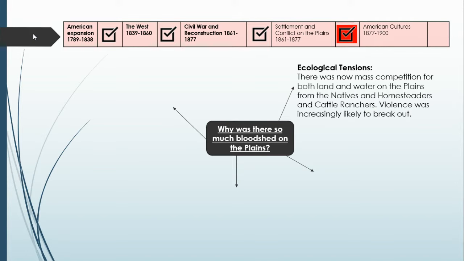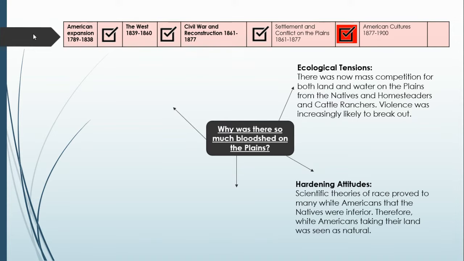Okay, there were ecological tensions, so there was now mass competition for both land and water. We spoke about the cattle ranches needing water. We've spoken about settlers needing water for their homesteads generally, and the natives, remember, need this water supply as well for the buffalo and for their nomadic lifestyle. So there is now mass competition for this, and this is going to cause huge problems. Violence was increasingly likely to break out as a result of competition for resources.